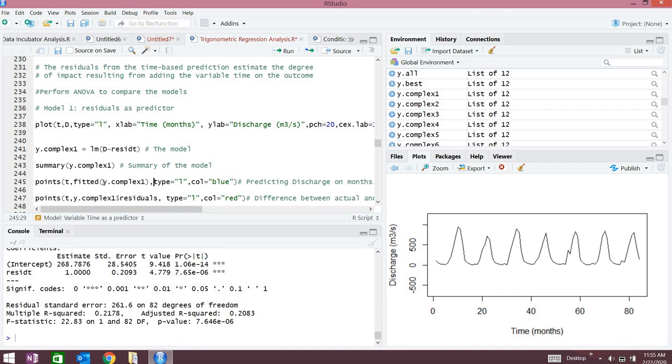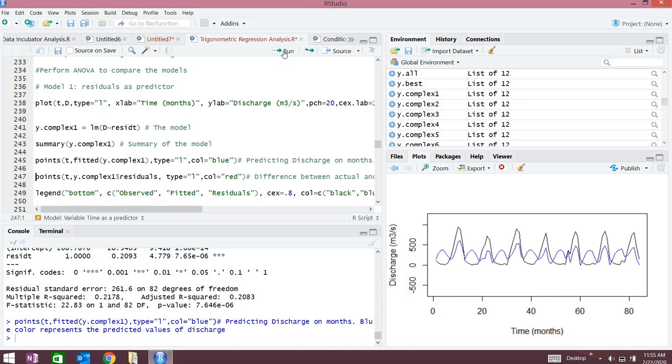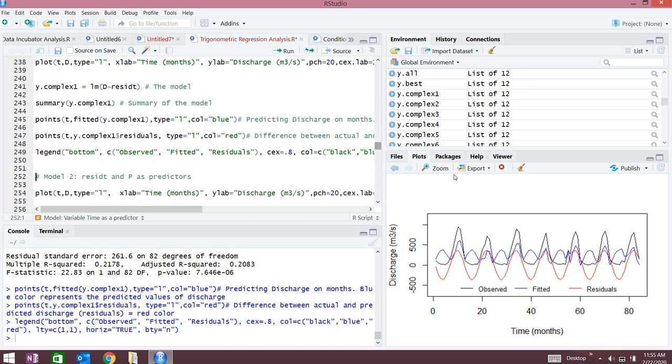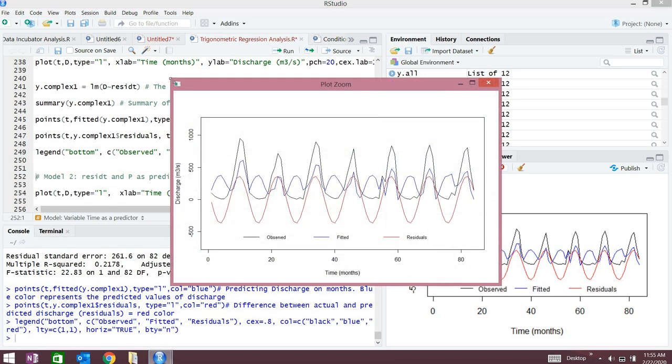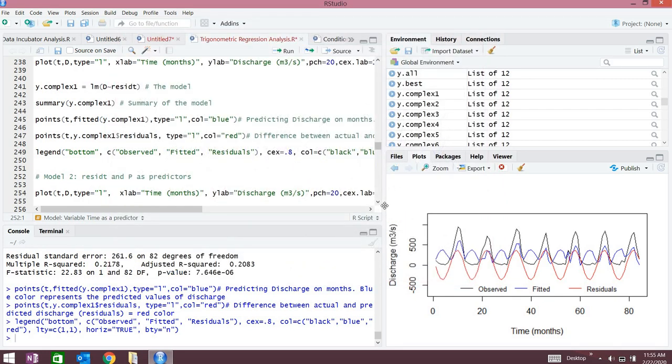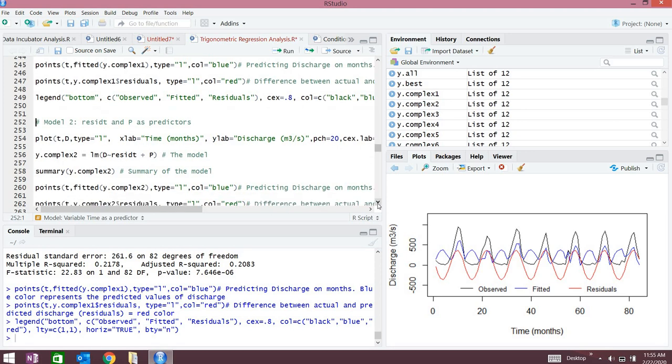Then we plot the fitted values of y.complex1: points(t, fitted(y.complex1), type, color blue. Then points(t, y.complex1 residuals), color red. Let's zoom and see it. So 20% explained by the variation of time. This is the plot.